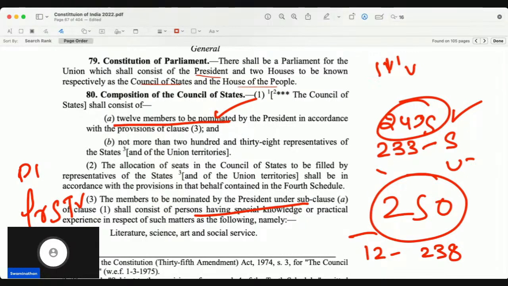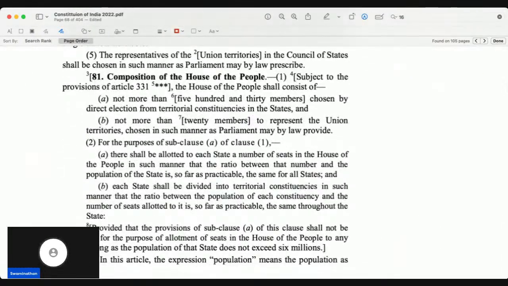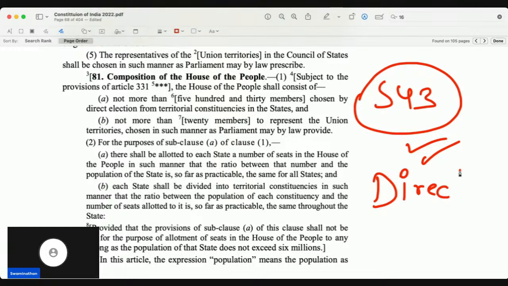The remaining 12 members are nominated by the president, and they are nominated from these fields: literature, science, art, and social service. What about the composition of the House of People? So how is House of People constituted? Total, as of now, there are 543 members, and the whole of India is divided into 543 constituencies, and these 543 members of the House of People are elected directly by the people. We as citizens go and vote in these elections.